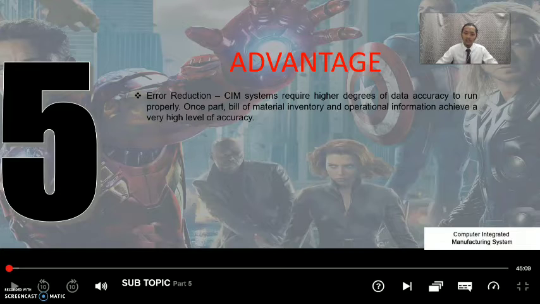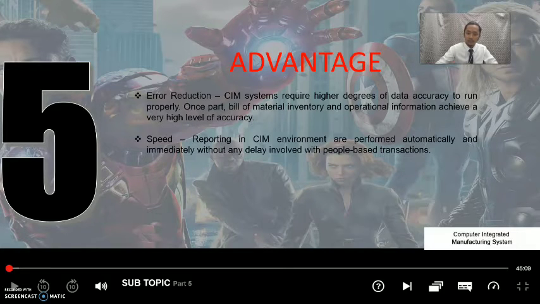The next advantage of CIM is speed. Reporting in a CIM environment is performed automatically and immediately without any delay involved with people-based transactions. Depending on the environment, the additional speed allows operations to be performed as soon as previous work occurs without any lag or waste of time.